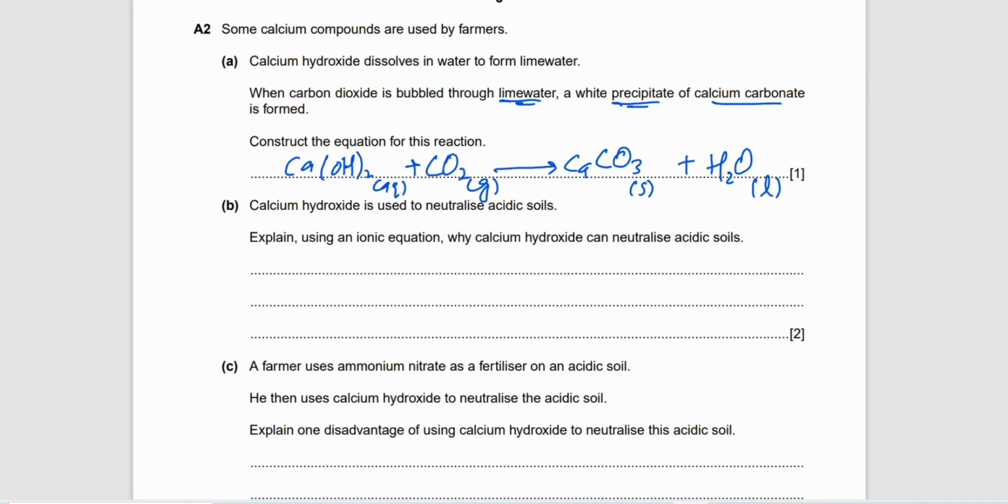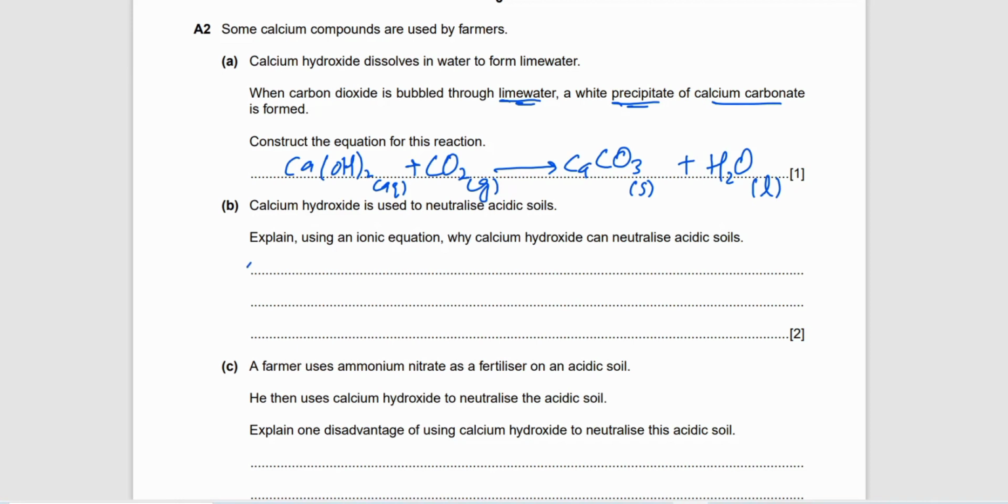So calcium hydroxide is used to neutralize acidic soils. It's basic, that's why it is used to neutralize acidic soils, which is called liming. Explain using an ionic equation why calcium hydroxide can neutralize acidic soil.